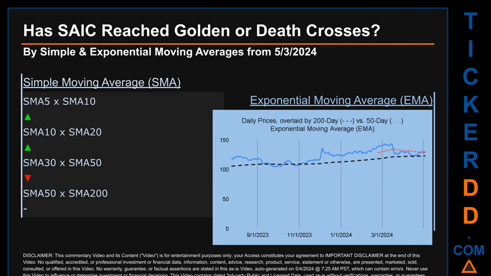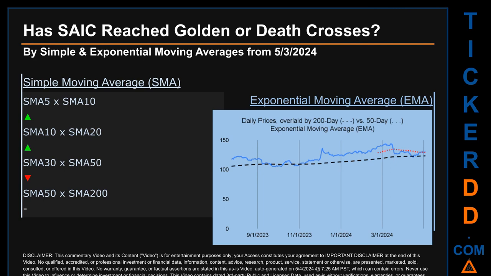Has SAIC price reached golden or death crosses? Golden cross and death cross are basic signals that compare average prices across two specified trade day ranges, a short-term versus a long-term range. For example, 5-day versus 10 trade days.